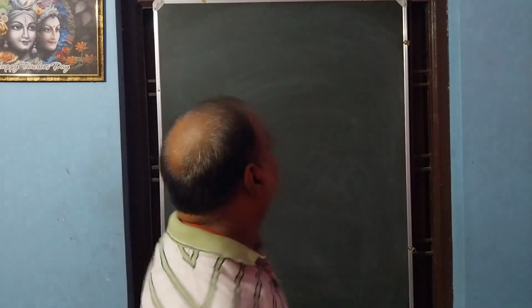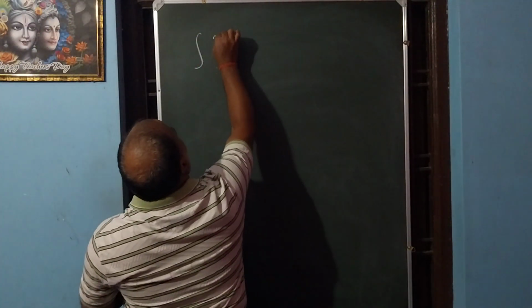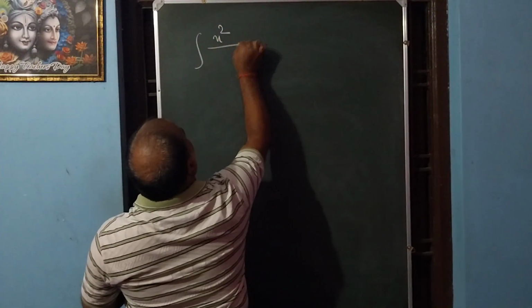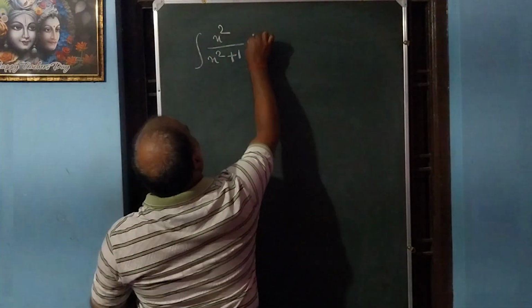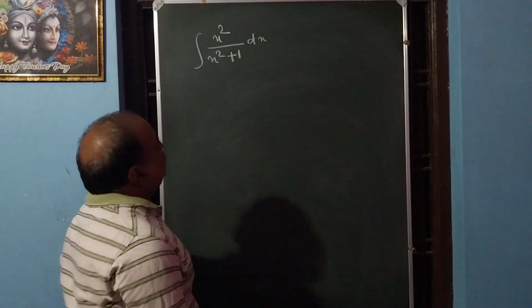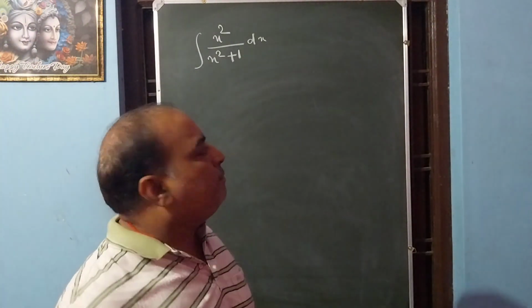Last class I already discussed integration by substitution. Using that we have to work out some problems. Let us start. Integration of x square divided by x square plus 1, whole into dx. This is one example, and you have to work out this problem.